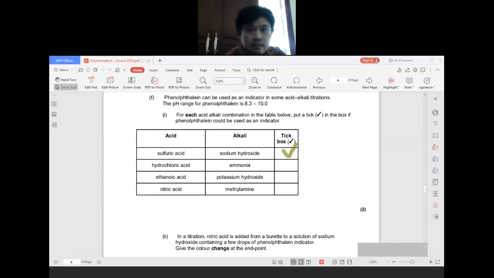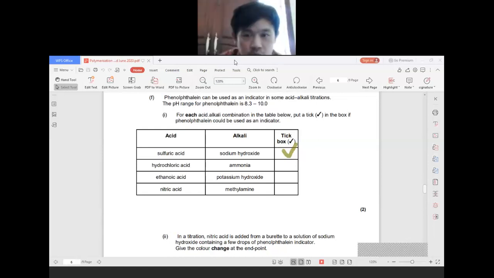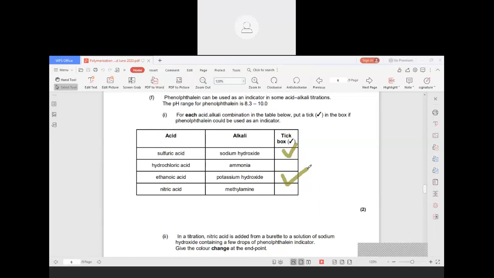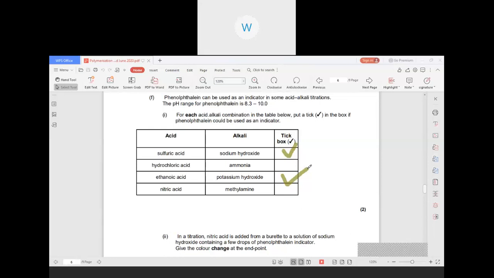And then ethanoic acid, a weak acid, and a strong alkali. It will become alkaline. Now, alkaline is pH between 8 to 10, so this one can. Strong acid and methylamine. What is methylamine? That is a strong alkali or weak alkali? A weak alkaline. So cannot. So only these two.